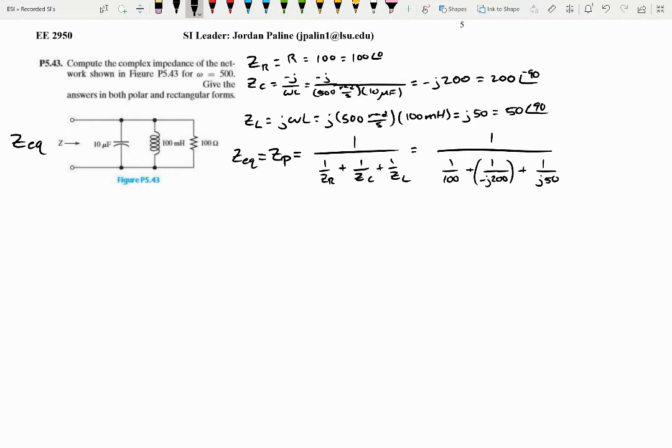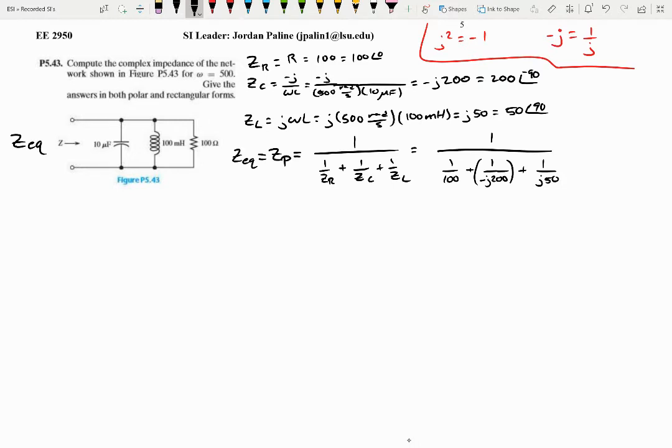Okay, so remember our concept that we had from earlier. Negative j is equal to 1 over j. Then we also had j squared is equal to negative 1. So just keep those in mind while we're working this out.